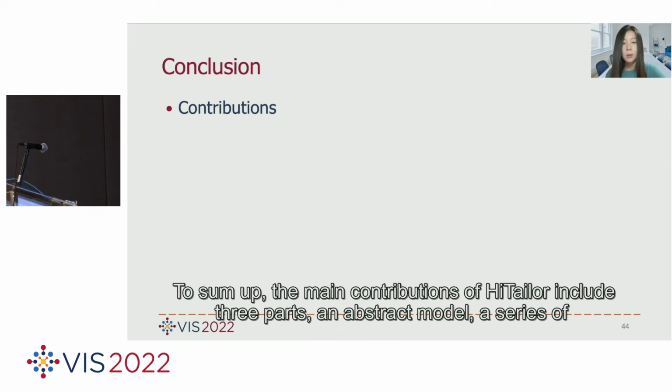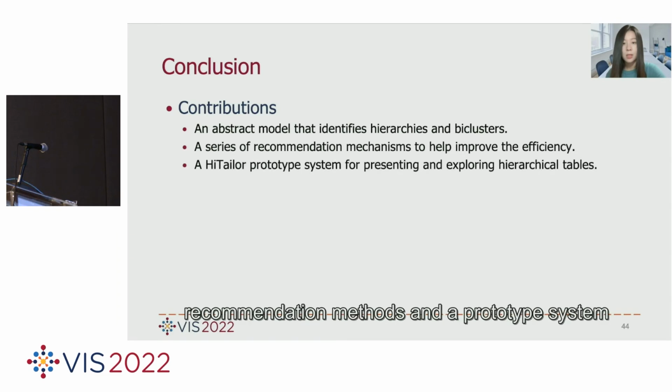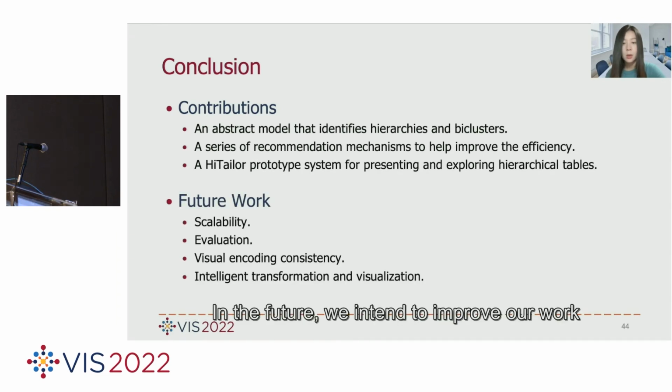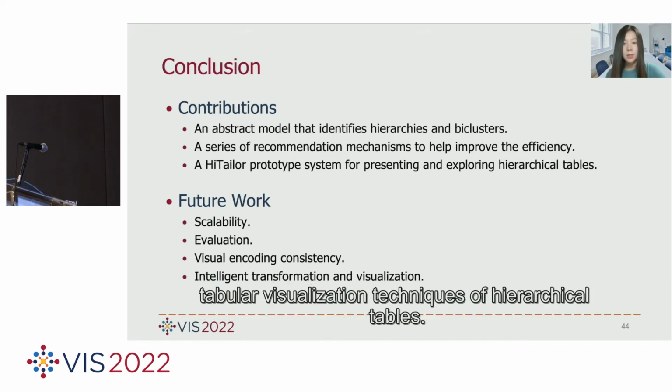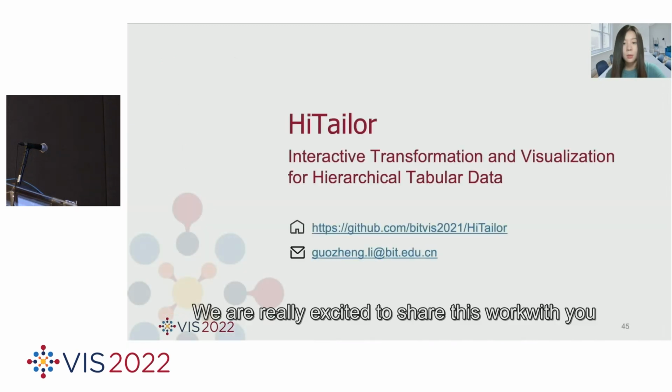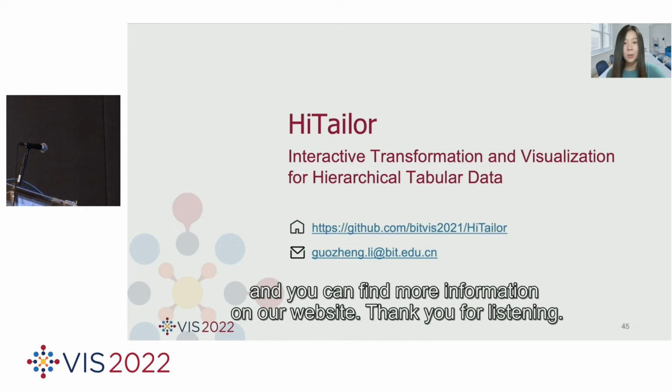To sum up, the main contributions of Hightailor include 3 parts: an abstract model, a series of recommendation methods, and a prototype system. In the future, we intend to improve our work in scalability, evaluation, and visual encoding consistency, and try to explore more intelligent tabular visualization techniques of hierarchical tables. We are really excited to share this work with you, and you can find more information on our website.